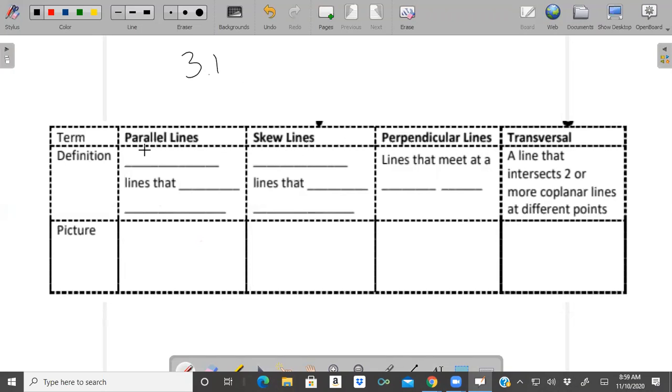So parallel lines. I'm sure everybody knows what parallel lines are from Algebra 1, but parallel lines are coplanar lines. They are coplanar lines, which means that they're on the same plane. That means they can be drawn on the same exact sheet of paper. So if you think of a set of parallel lines, they would be able to be drawn on the same sheet of paper. Like if my hand was a plane, I could draw 2 lines on my hand. But they are coplanar lines that never intersect.